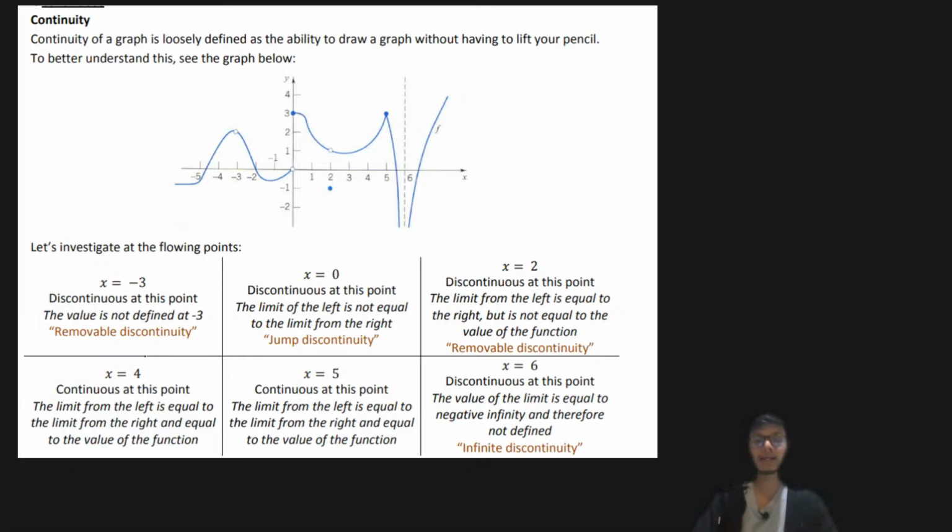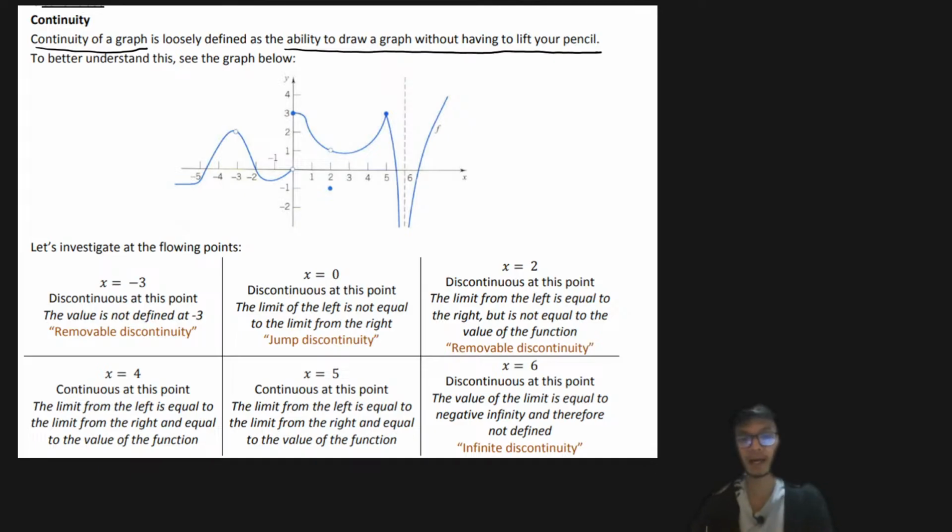So if I say that I am drawing a continuous graph, what I basically mean is that the best way to describe the continuity of a function is when you draw the graph of the function without even having to lift up your pen. You are just drawing it continuously, right? It's like a continuous smooth curve. That ability is basically defined as continuity. So it is the ability to draw a graph without having to lift the pencil.